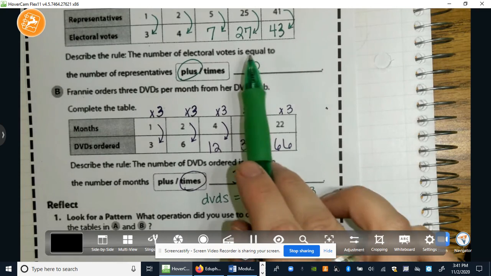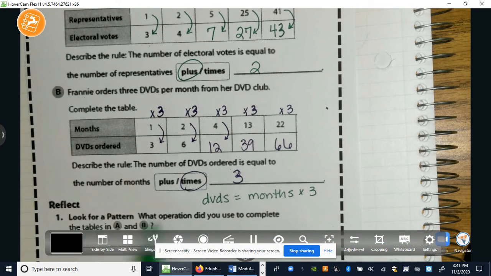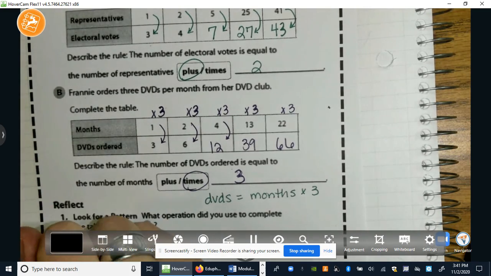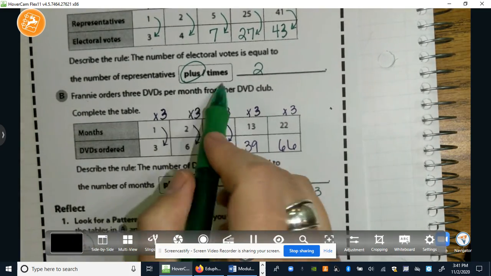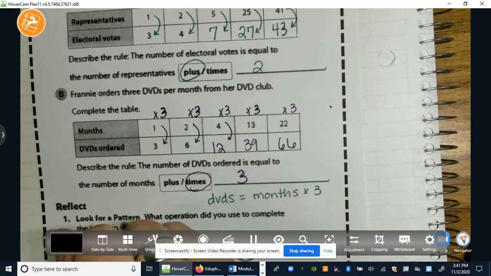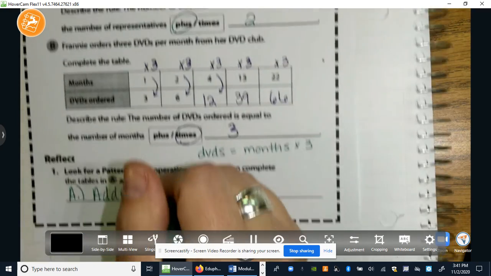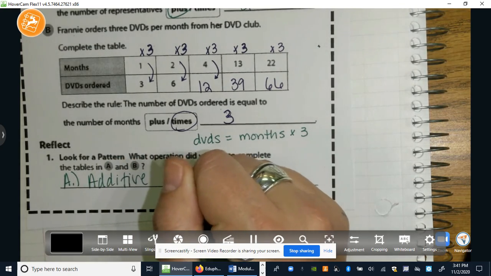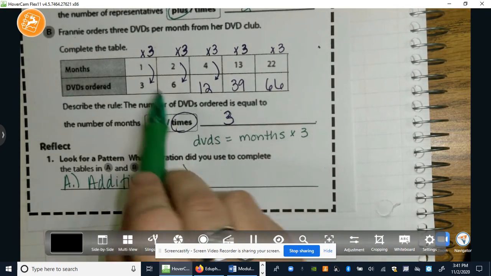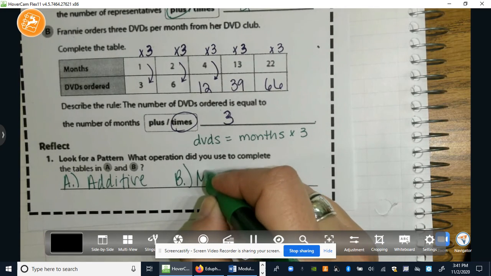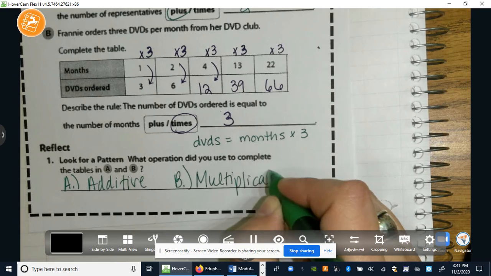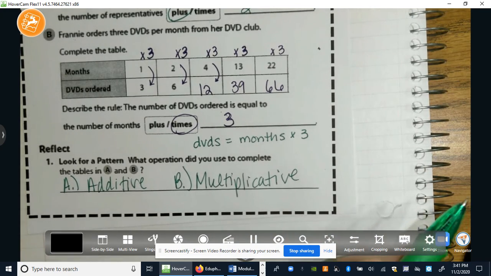So if we're looking for what operation we used for the table, A was additive, and B was what we multiplied, so this was multiplicative. Okay, let's look at our next part.